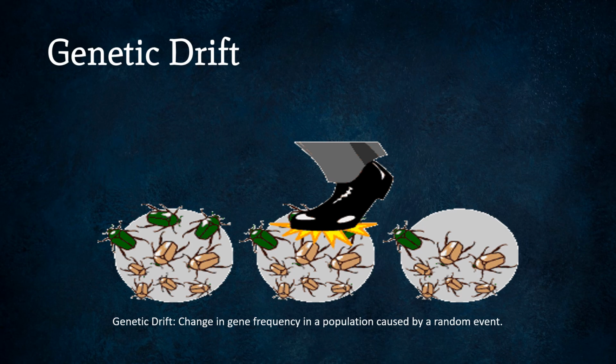So in this picture, it doesn't matter if beetles are green or beetles are orange or brown. They got smashed randomly because of a random event. And you can see in the final circle here, the proportion, the gene frequency in this population would have changed due to the random event.